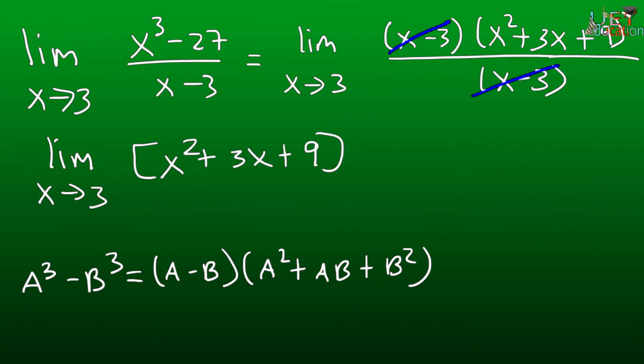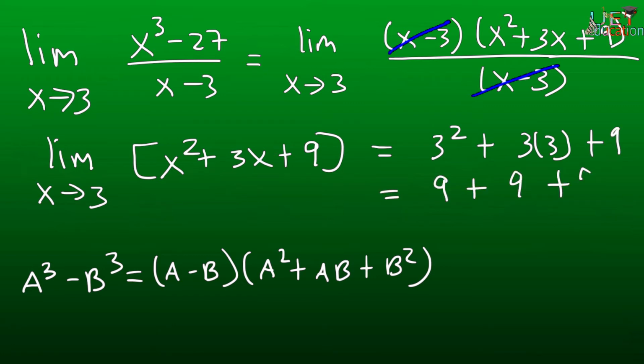At this point, we now can use direct substitution. So it's 3 squared plus 3 times 3 plus 9, which is 9 plus 9 plus 9. Adding 9 three times is basically multiplying 9 by 3. And so this limit is equal to 27. Now here's another problem that you can work on.